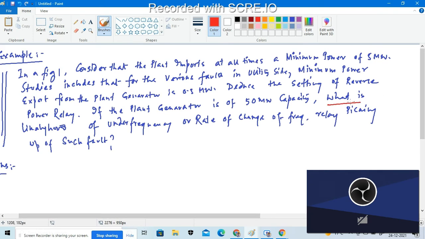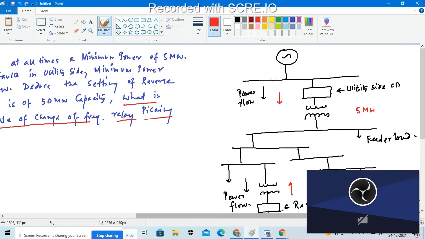The question is, what will be the under frequency or the rate of change of frequency relay which will pick up such a fault which appears on the utility side? That is my question. So what is actually the answer for that?